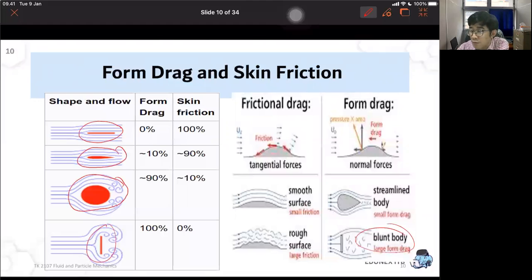For example, for the flat shape, there is minimum or maybe 0% drag created by the solid because it does not really give resistance to the fluid. So the drag force is almost zero, but there will be a lot of friction created between the fluid and the surface of the particle.